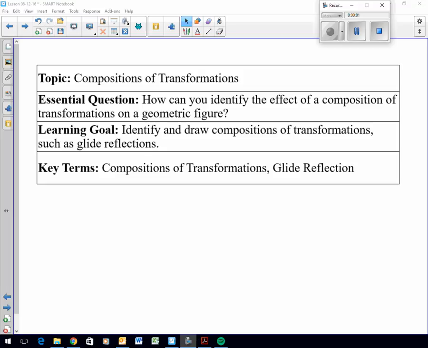Okay, today we're going to be talking about composition of transformation. What we're trying to accomplish out of this: identify and draw composition transformations such as a glide reflection. Okay, I'll come back to this slide if you need it. You only have about 8 minutes to copy it, so here we go.